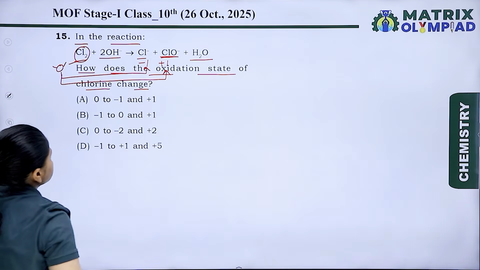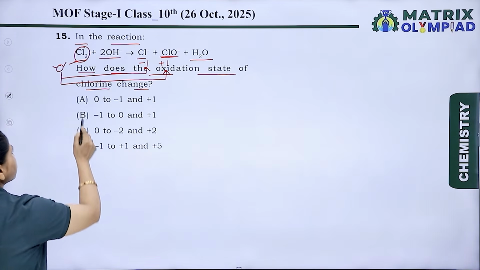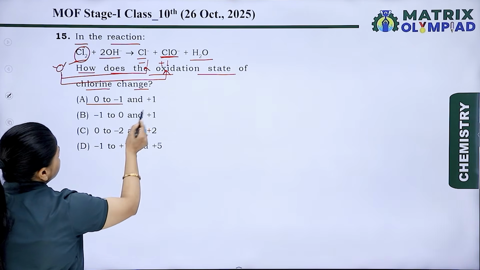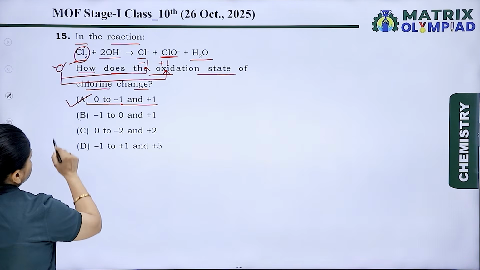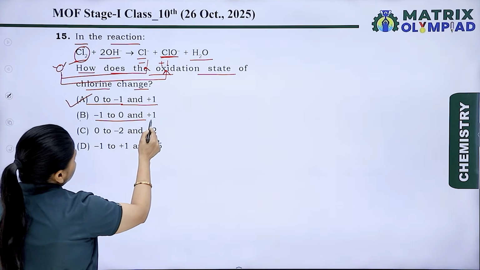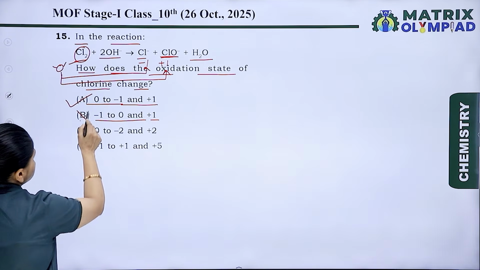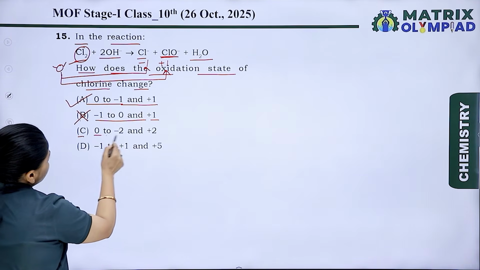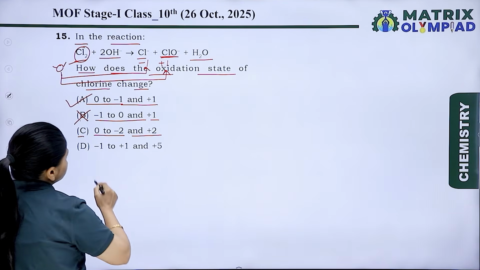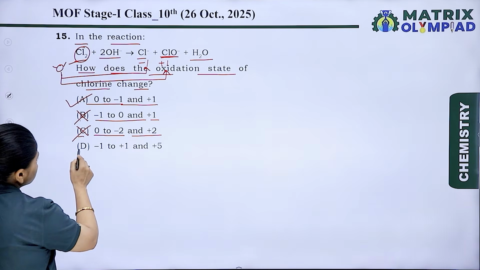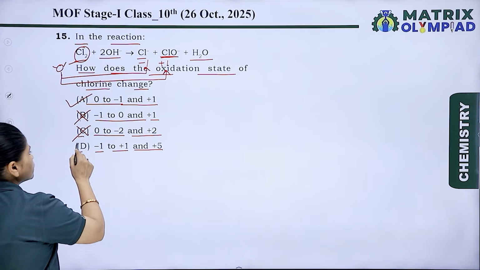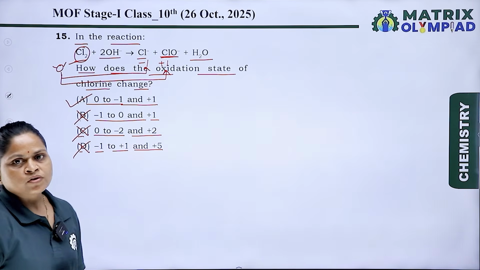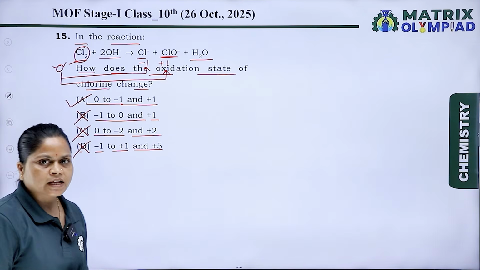Let's discuss the options. Option A, 0 to minus 1 and plus 1. Yes, this is correct. B, minus 1 to 0 and plus 1. No, this is wrong. C, 0 to minus 2 and plus 2. No, this is again wrong. D, minus 1 to plus 1 and plus 5. No, it is again wrong. So the correct option is option A.